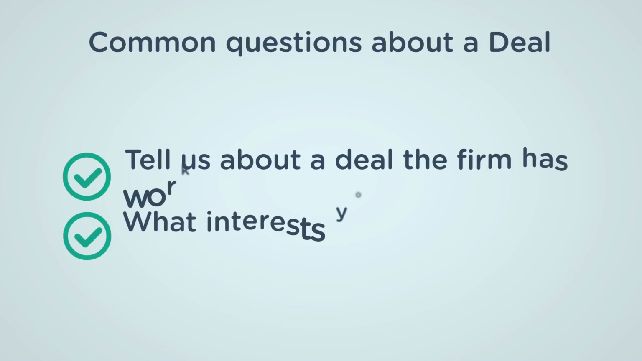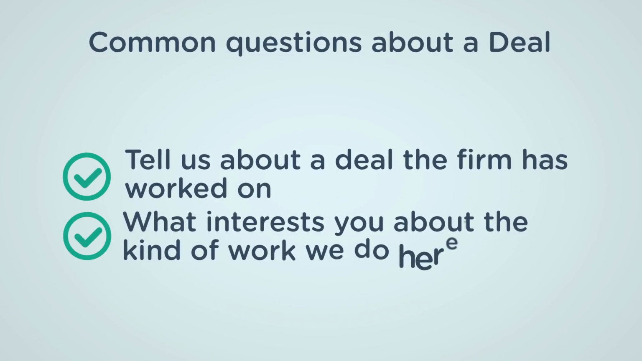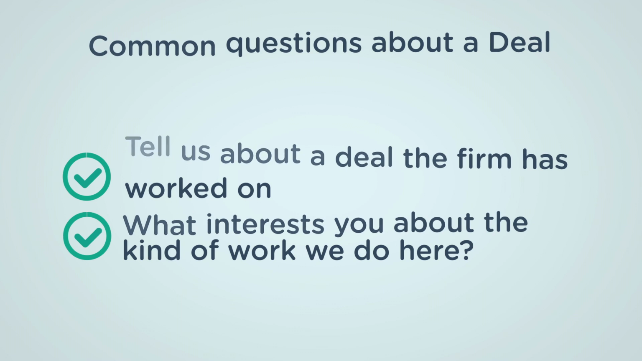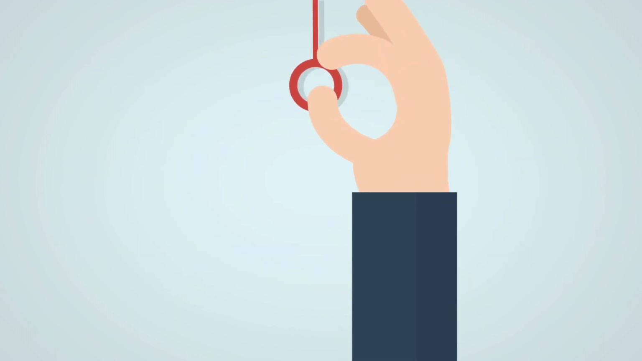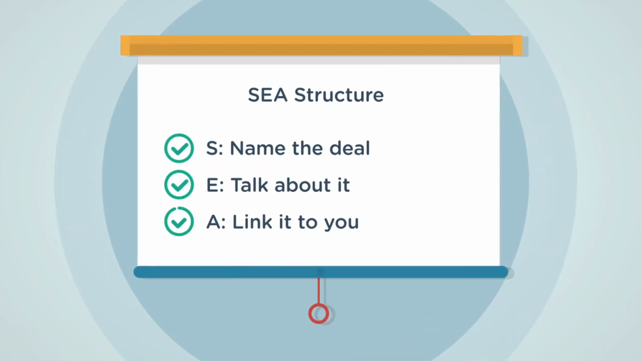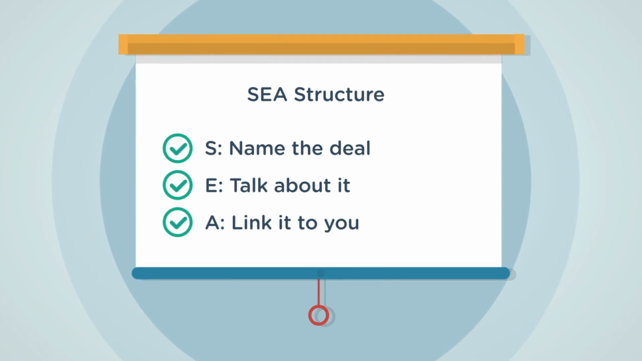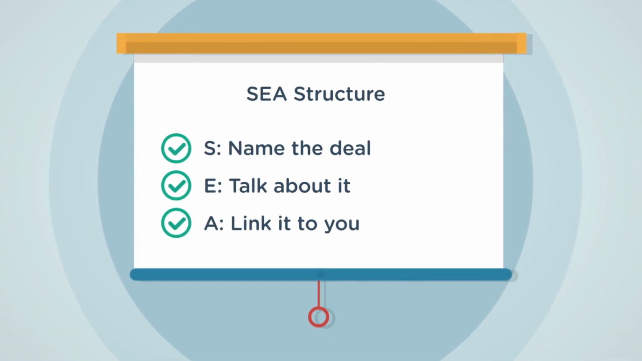Firms can ask you at an interview about a deal that they have recently worked on, so make sure you have researched some deals. The question may present itself in these ways too. Again, use the C structure. Name the deal, talk about it, and link it back to how it attracted you to the firm.